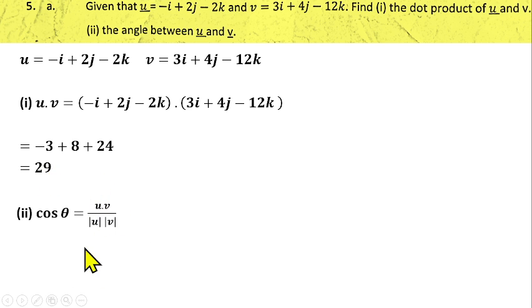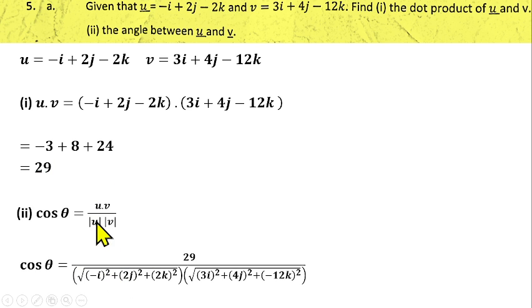So we'll have cos theta equals 29 over the modulus, or the absolute values, of each of the vectors. The modulus of u will be the square root of the square of each of the components. So we'll have the square root of minus i squared plus 2j squared plus 2k squared. So this will be minus 2k, not 2k. So minus 2k squared, but that will still give us the same answer, because if I square it, the minus will go.